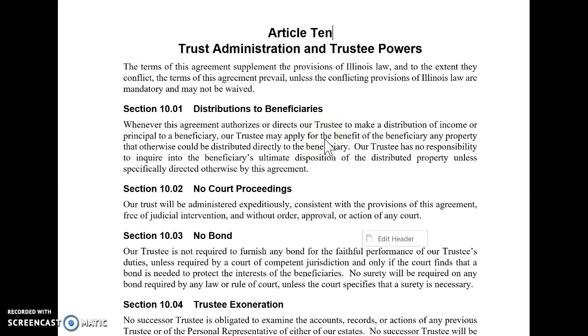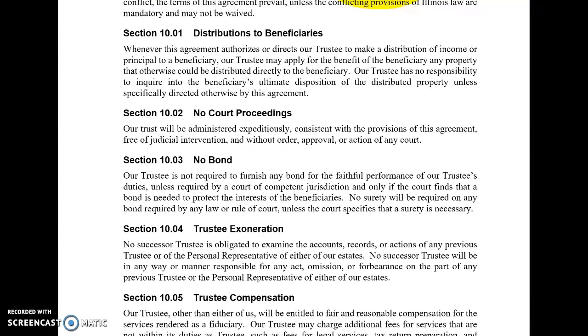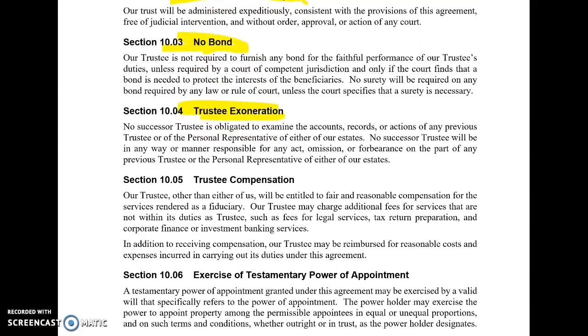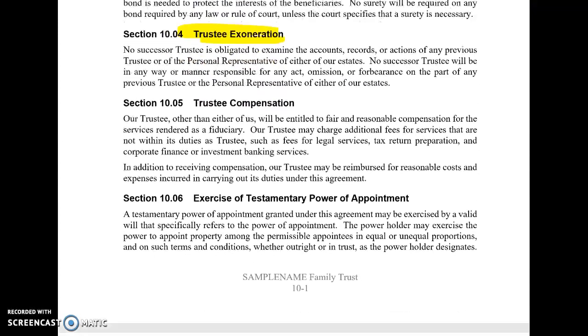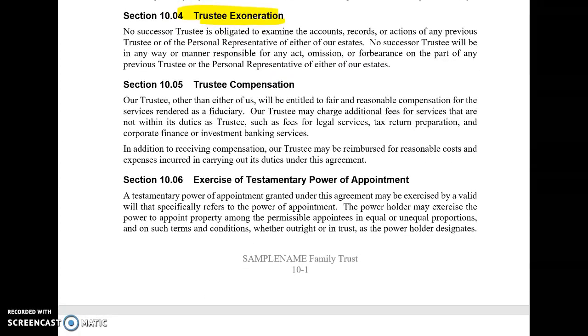Article 10 talks about, okay, how do we administer this trust? What are the powers of the trustee? And we're going to say in this trust that basically the trustee is there to honor our wishes and to distribute what we have to the people we want it to go to. We want him to not have to go to court, not have to post a bond. We don't want him to be subject of lawsuits if he's following our rules.